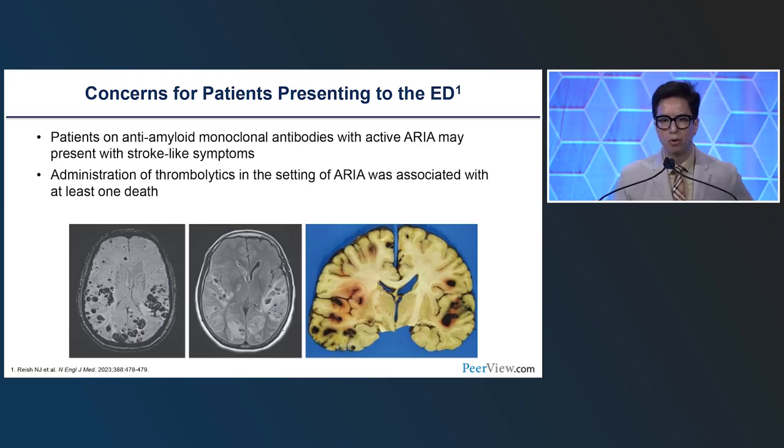And why is this important? It's important because if somebody who's coming in with a stroke has ARIA, especially ARIA hemorrhages, and they get thrombolytics, in at least one case of the trial, this has led to death. And so, as neuroradiologists, you are the main guardrail on patient safety in terms of these sorts of findings, protocols, reporting, and communication of results.